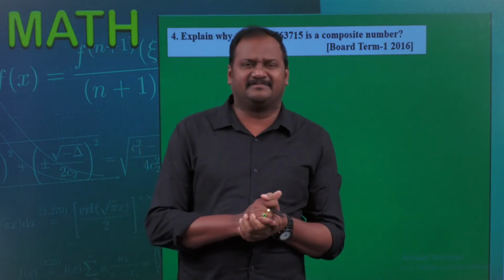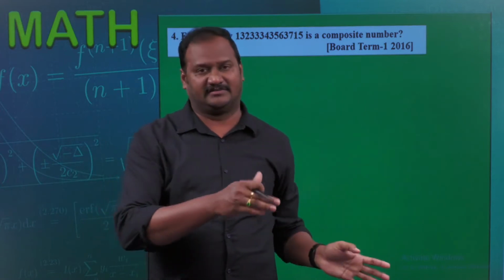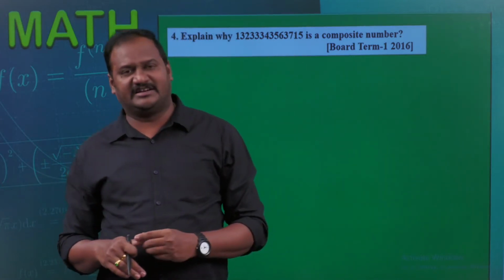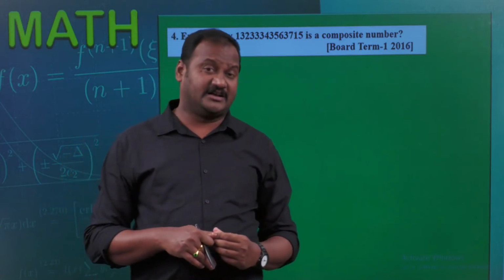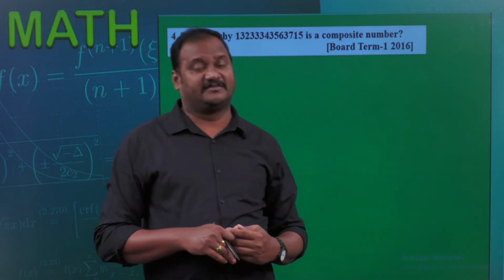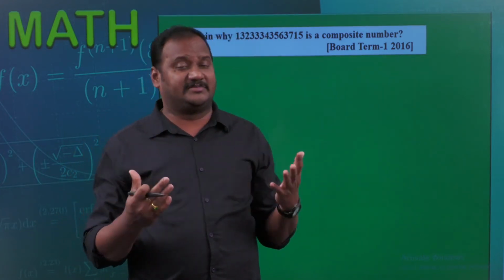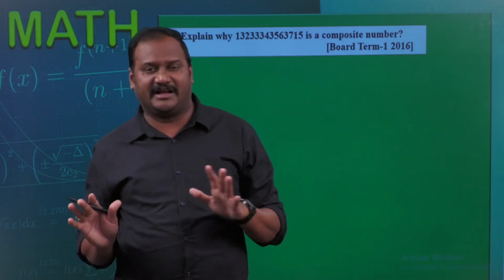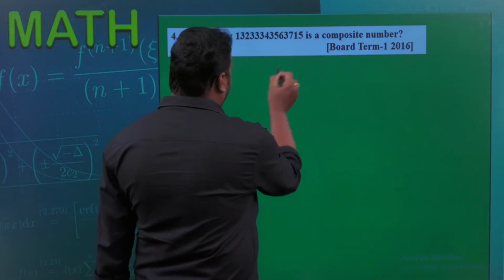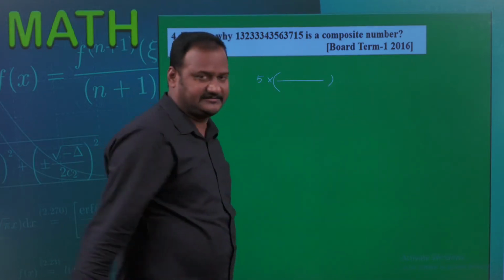And simply, if you can find at least one factor of that number other than 1, then that number is a composite number. See this number, what is the last digit of the number? The last digit is equal to 5. Since the last digit is equal to 5, you can think that this number is exactly divisible by 5. Absolutely. So you can write this entire number as 5 into something, whatever that something is.